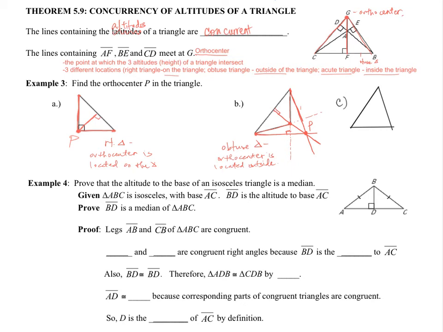Now for an acute triangle, I'm going to do this really quickly. From this vertex, I can draw the altitude, and this one will be here, and then I'm here. Now, the orthocenter for an acute triangle is located inside.